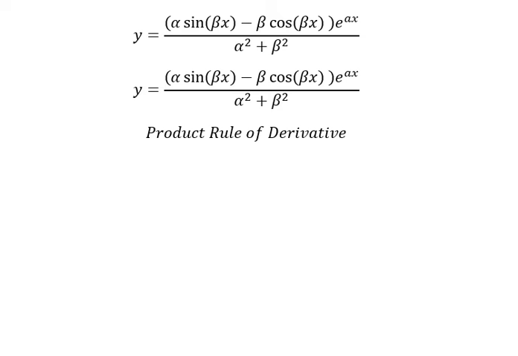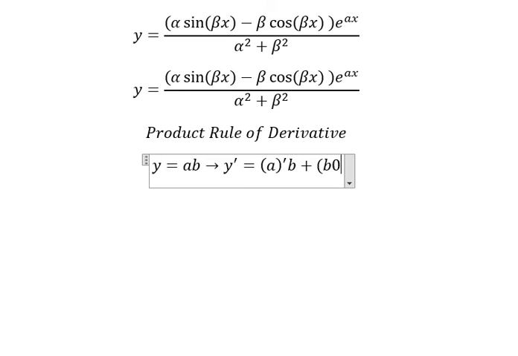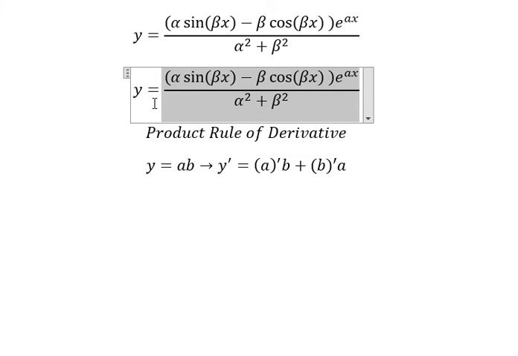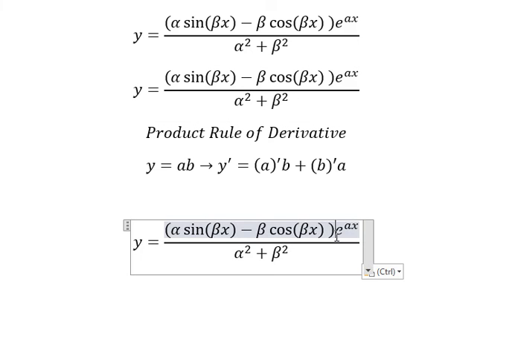That means y equals a b. So if we do the first derivative, we need to do the first derivative of a multiplied by b, plus the first derivative of b multiplied by a. So in this one we have like this.